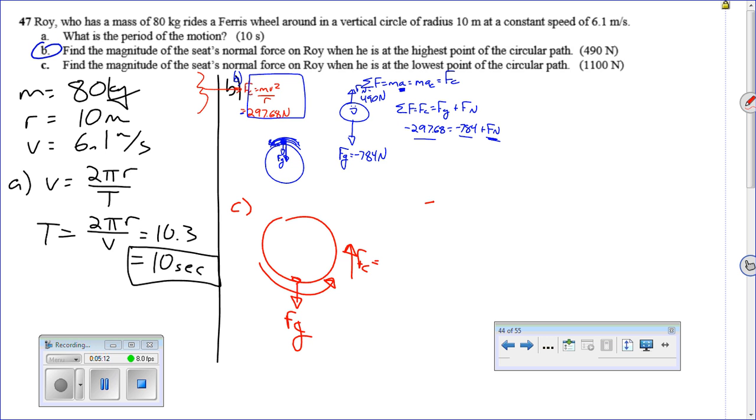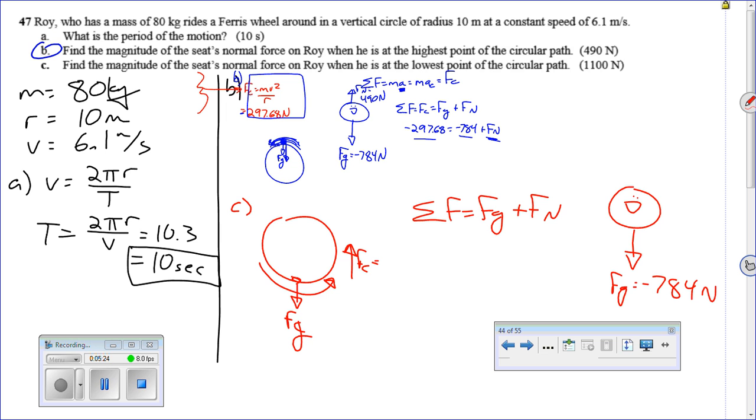So it's the exact same calculation. Once again, our net force is going to be our force of gravity plus our normal force, right? So here's Roy. Gravity's pulling down with a force of negative 784 newtons. And so the question is, what does this normal force need to be to give us the right centripetal force? But the difference is this time our centripetal force is, instead of being negative like it was in part B, now positive. So now my net force is positive 297.68. That's going to equal my force of gravity, negative 784, plus my normal force. Okay, and so solve it. Add your 784, and your normal force here turns out to be right around 1100 newtons.